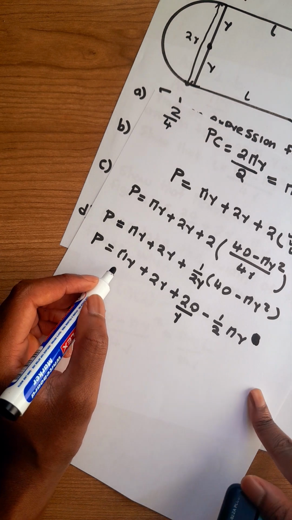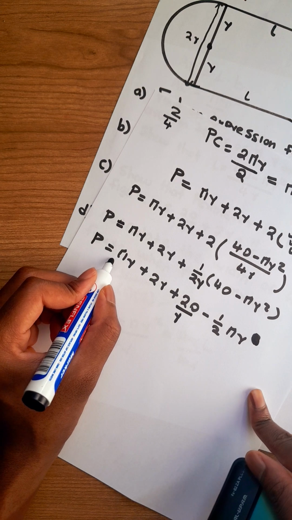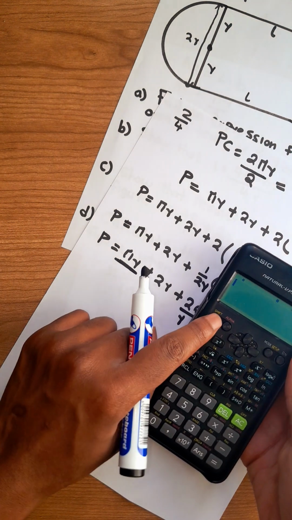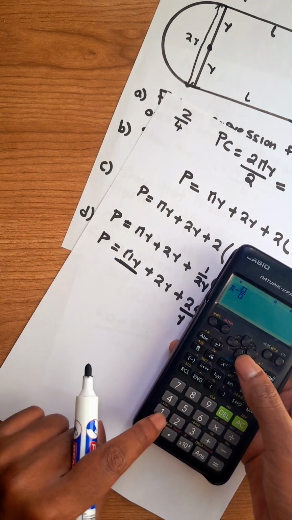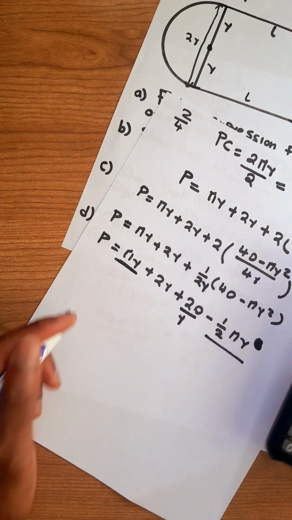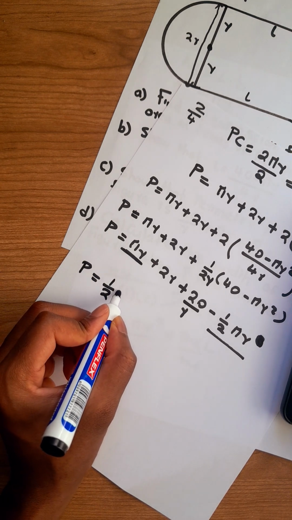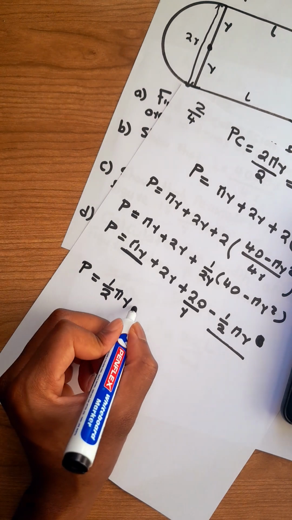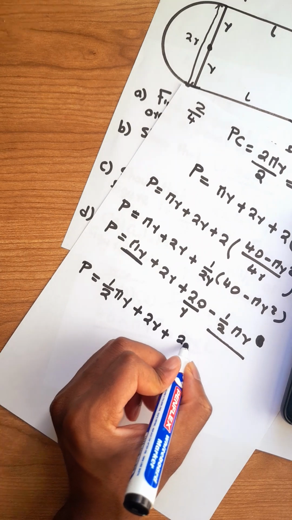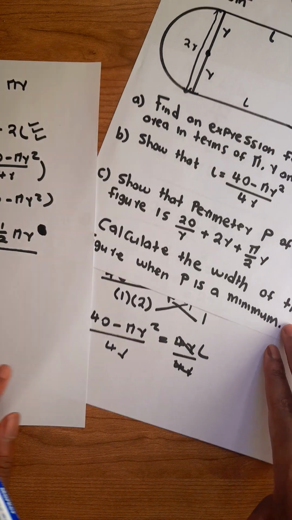So you are having pi r and minus 1 over 2r. This is the same as pi minus 1 over 2 pi, and you end up getting 1 over 2 pi. So P equals 1 over 2 pi of r plus 2r plus 20 divided by r. So this becomes the expression which you were looking for.